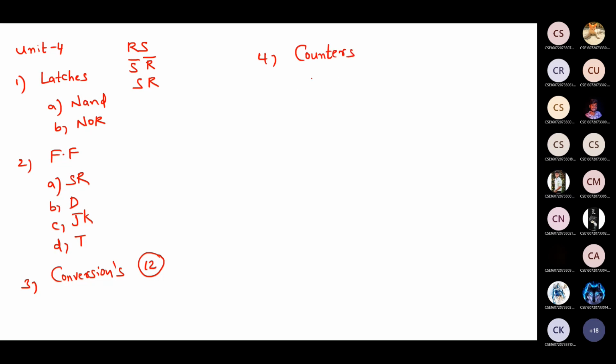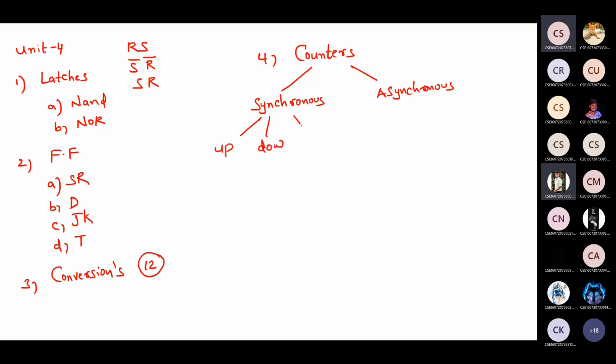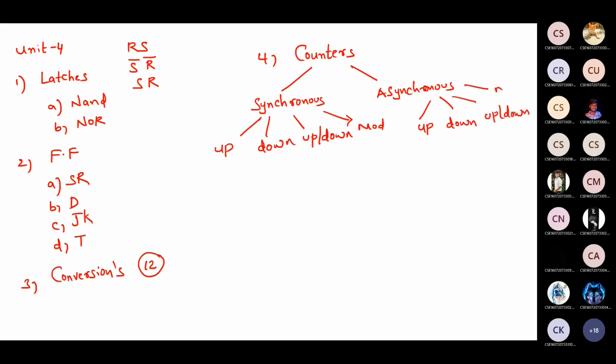How many counters are there? 2 bits, 3 bits. Synchronous and asynchronous. Again in synchronous, we have seen up counter, down, and modulus. Same thing is applicable in asynchronous also. Here also, we have to see up, down, and modulus. And again, if I go in deep, 2-bit size, 3-bit size, and 4-bit for all.